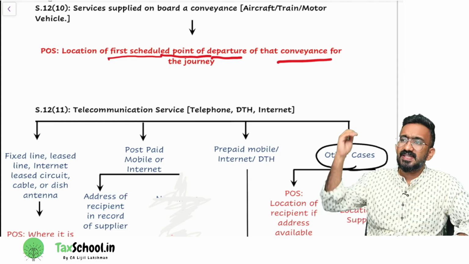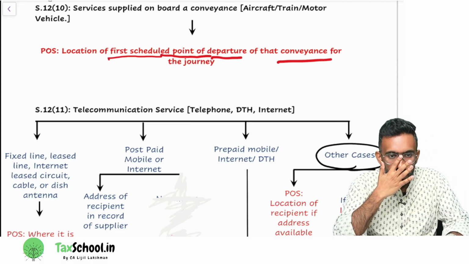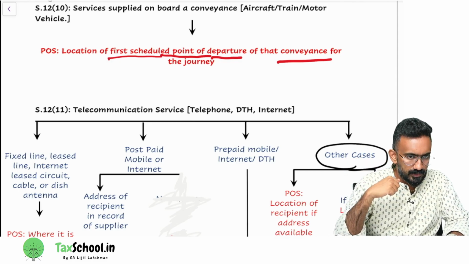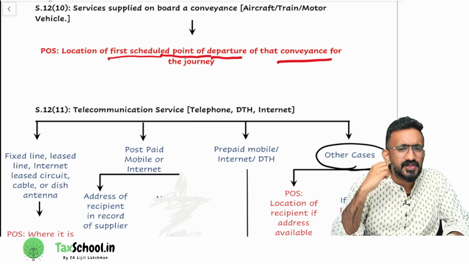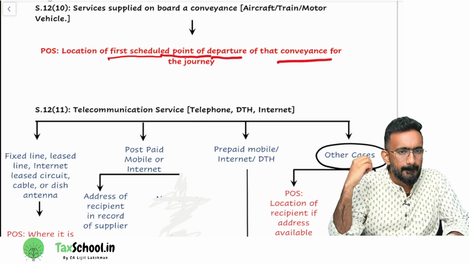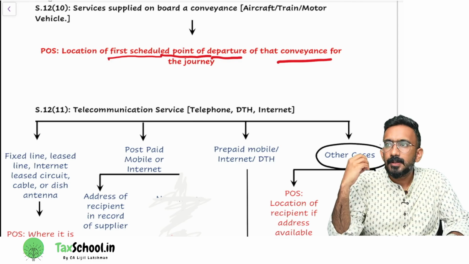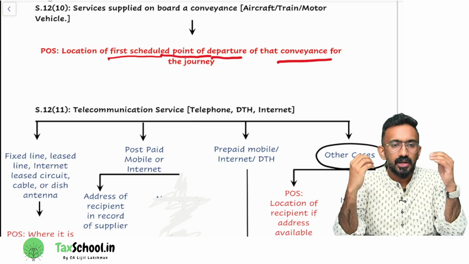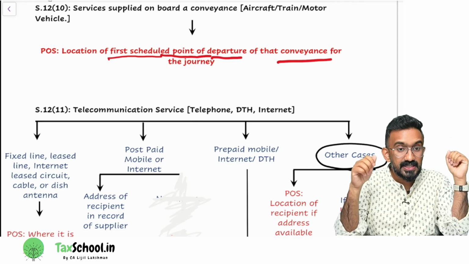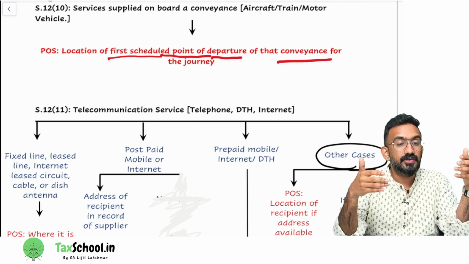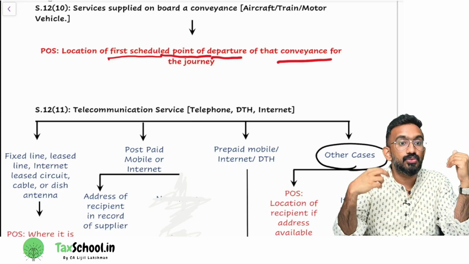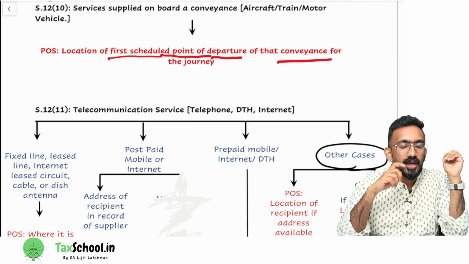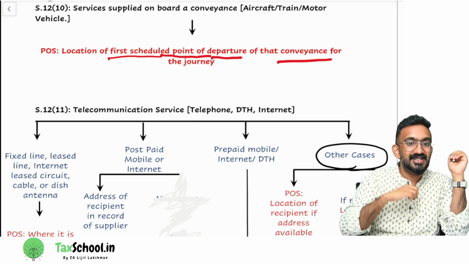Next, they are talking about services on board a conveyance. What if I am getting a service inside a conveyance? What is the meaning of service inside a conveyance? Suppose I am going on a flight, and inside the flight there are some premium flights which offer Wi-Fi as a service. In some flights I can watch a movie on demand. I have to pay 100 rupees, and I can watch the movie on the screen in front of me. I'm getting a service inside the flight, inside the conveyance.